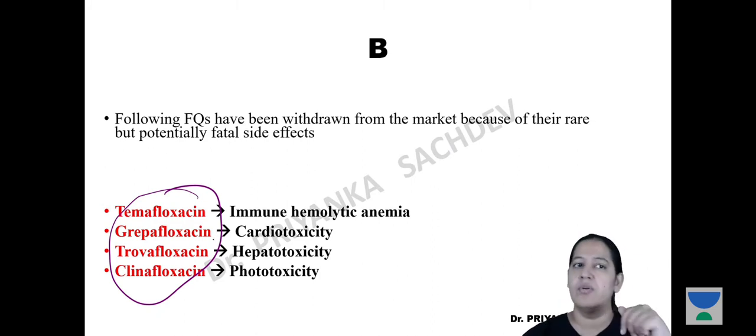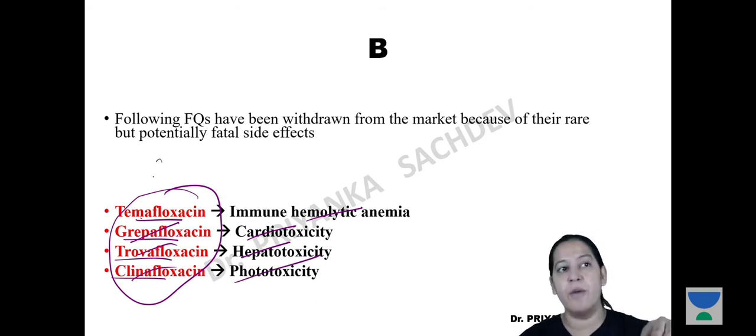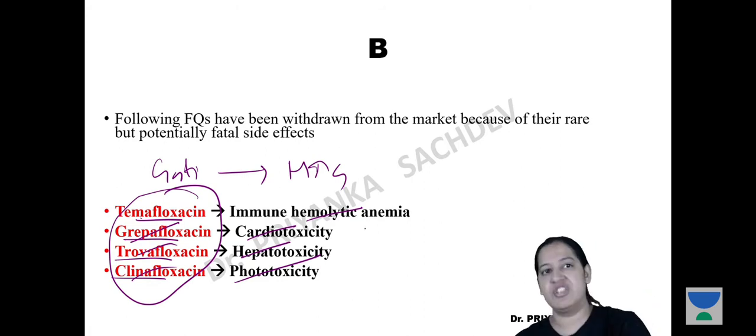These are also withdrawn apart from Gati: Tima, Grepa, Trova and Clina. Tima for hemolytic anemia, Grepa for cardio, Trova for hepato, and Clina for photo. And apart from it is Gati. Gati is for hyperglycemia. Learn 5 drugs which are withdrawn or banned.